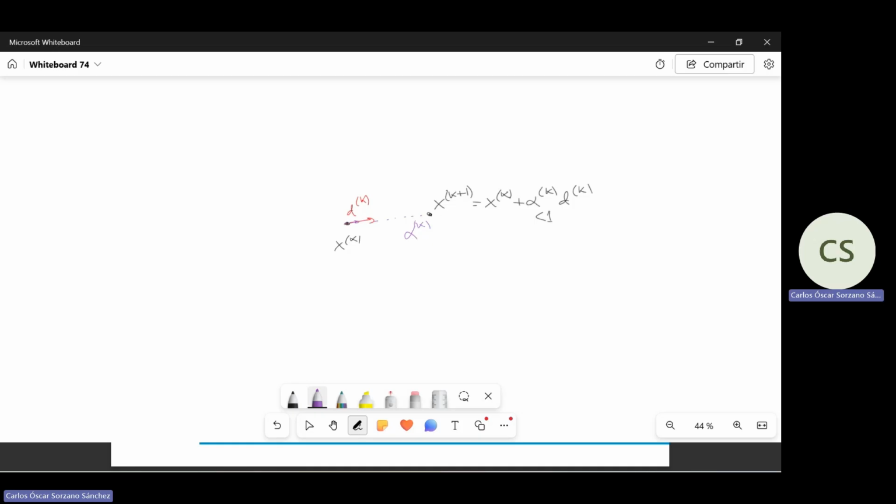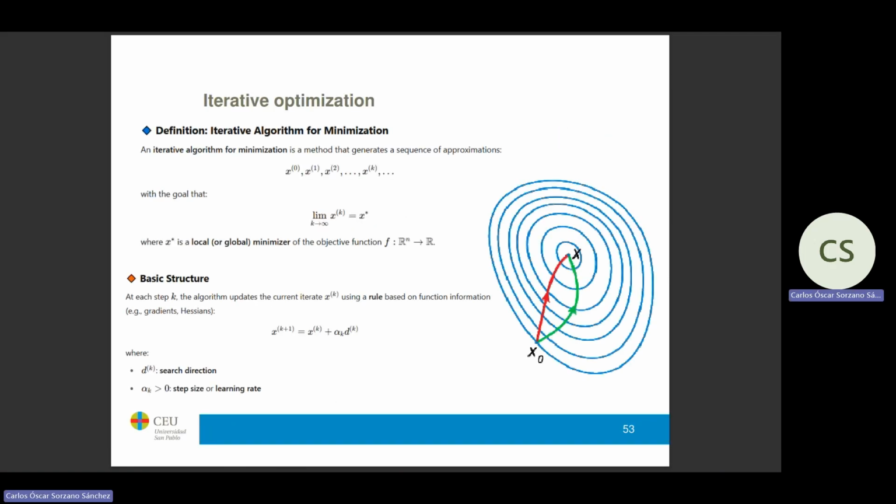Alpha k is called the learning rate, or learning step. If you have done something with neural networks, the learning rate is exactly that. Okay, good. So that is what we have here: we have a current point, and then we move some amount in the direction d.